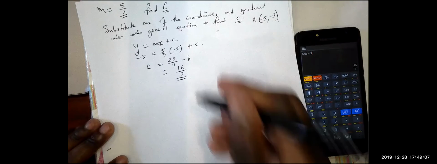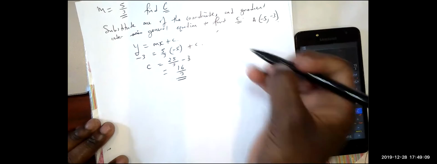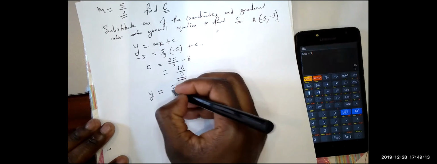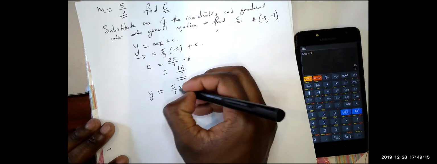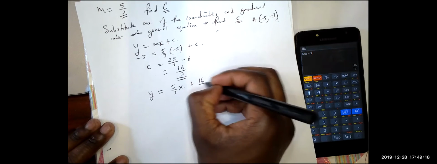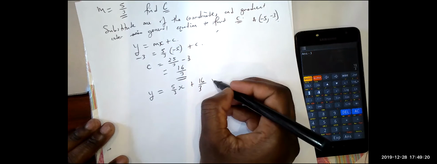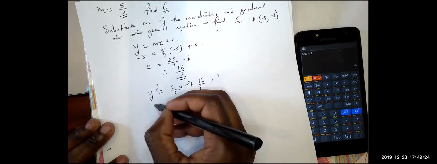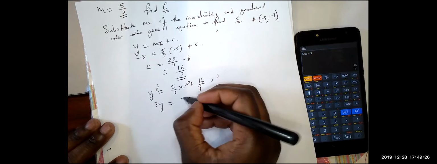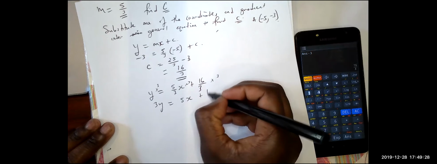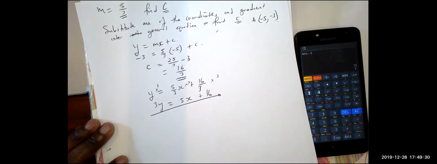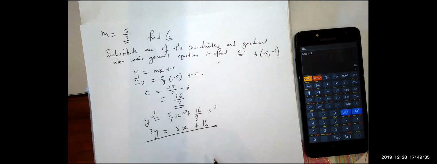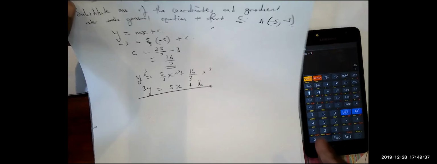Now, when you do that, you just substitute in the equation to say the general equation now is going to be equal to m, you have it, 5 over 3, x plus 16 over 3 as well. Then you multiply by 3, multiply by 3, multiply by 3. Then you get 3y is equal to 5x plus 15, like that. That's how you can find it. Okay. So that's another formula that you can use to find the equation of a line.